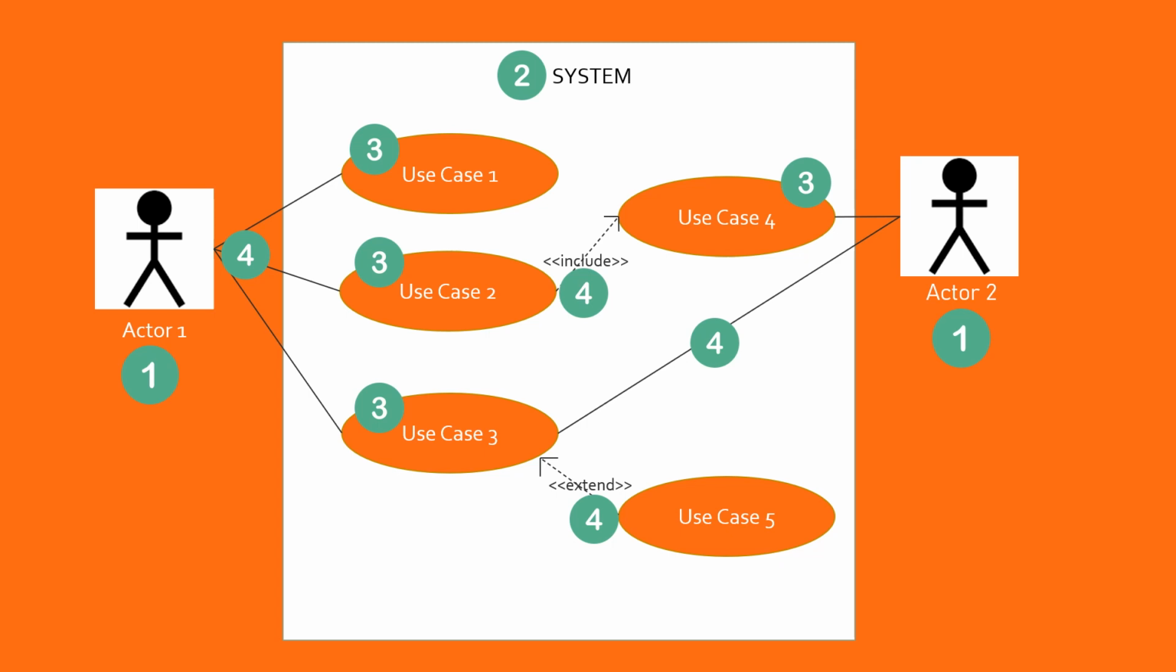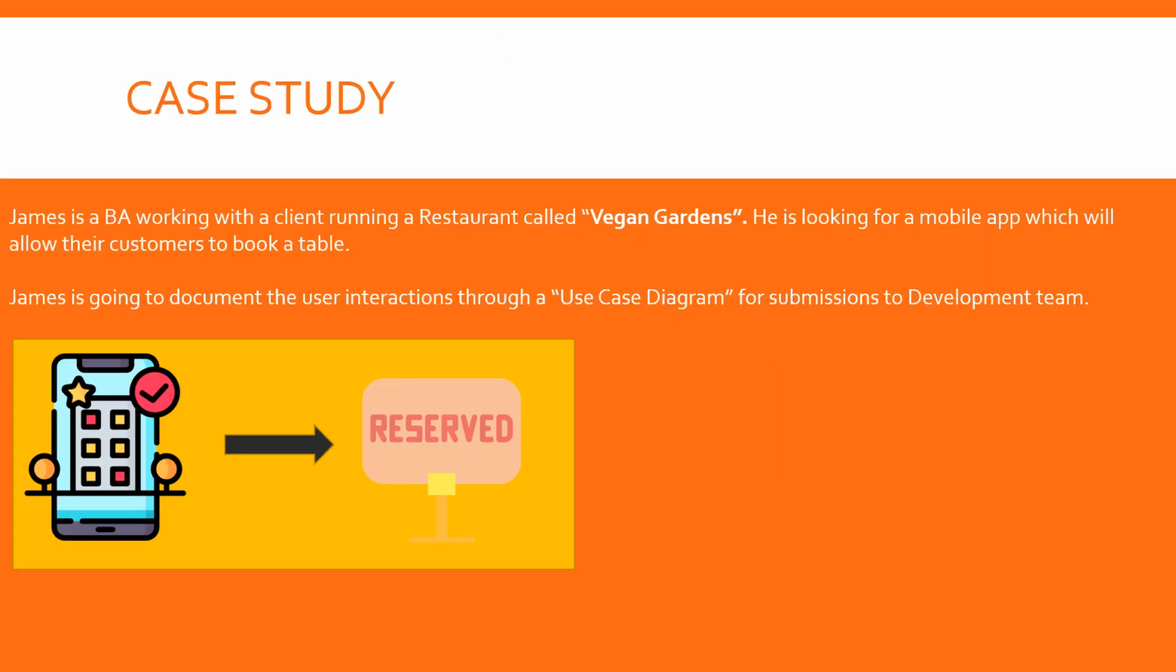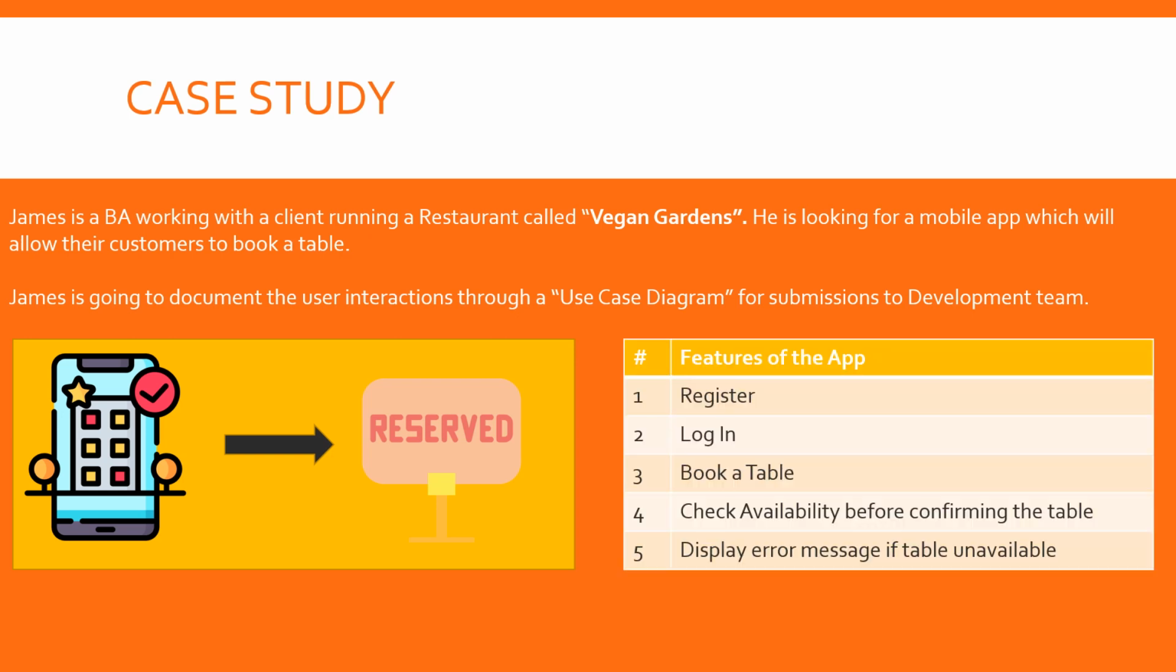Next off, let's build a use case diagram for a case study. James is a BA working with a client running a restaurant called Vegan Gardens. He's looking for a mobile app which will allow their customers to book a table. James is going to document the user interactions through a use case diagram for submission to the development team.